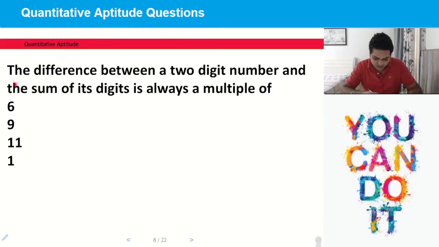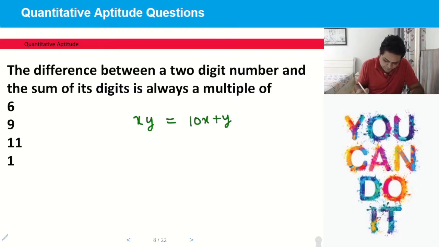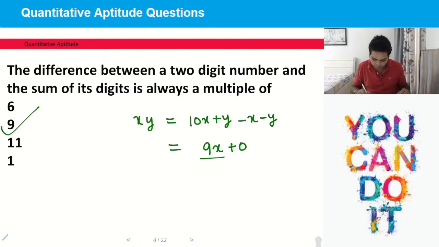Next question. The difference between a 2-digit number and the sum of its digits is always a multiple of. So the 2-digit number, let's say it is xy. We can write this as 10x plus y. Oh sorry, the difference between a 2-digit number and the sum of its digits, that is 10x plus y minus x minus y. So we have 9x plus 0. Now 9x means it is always a multiple of 9. That is option number 2.